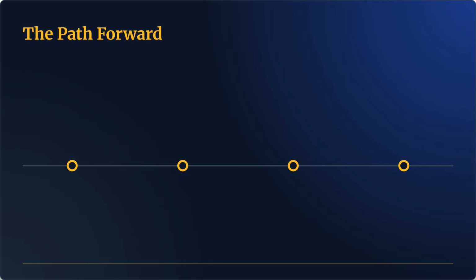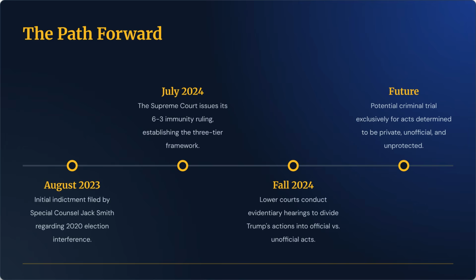Looking at the path forward, the process moves from the initial August 2023 indictment to the Supreme Court's July 2024 ruling. Next, lower courts will hold evidentiary hearings in fall 2024 to separate the acts. The future holds a potential criminal trial for only the unprotected, unofficial acts.